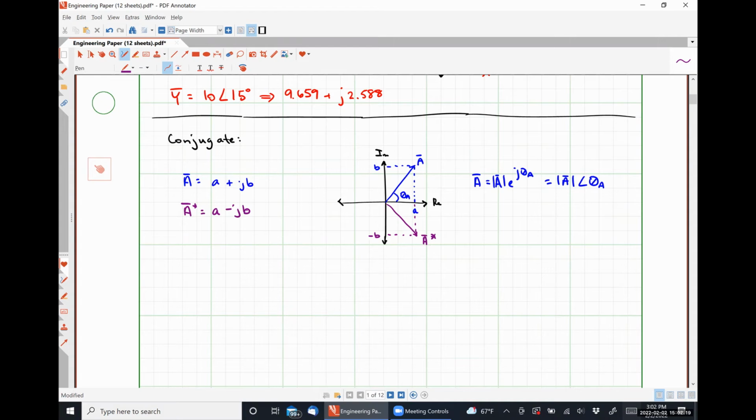So to do the complex conjugate operation on a rectangular form complex number, we simply change the sign on the imaginary part. For our polar form complex number, it should be fairly obvious to see that the angle formed with our positive horizontal axis is now just going to be negative theta A, such that our complex conjugate operation for exponential form and polar form complex numbers is carried out simply by changing the sign on the angle.